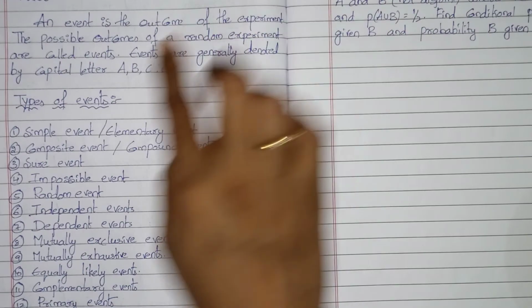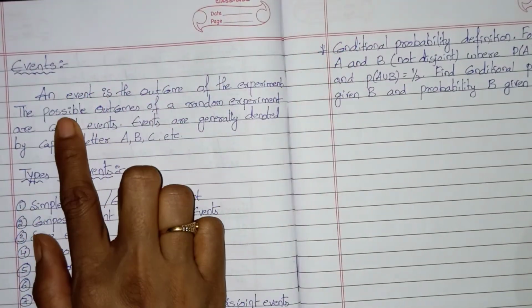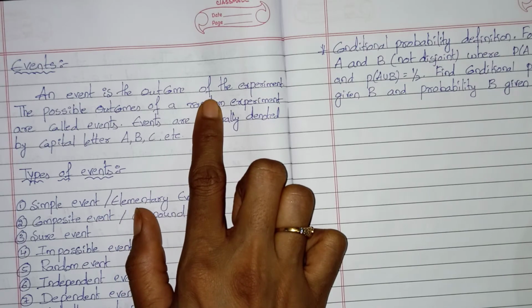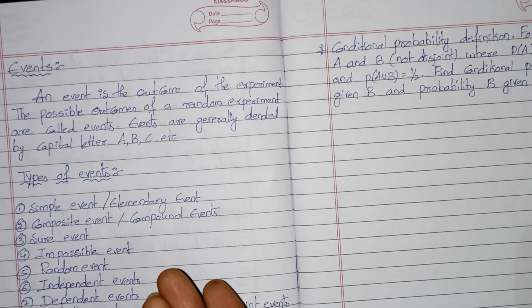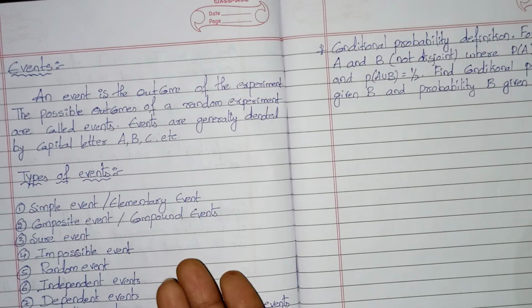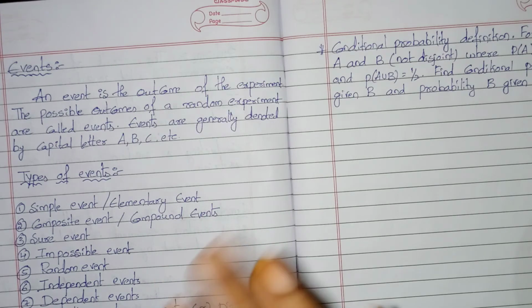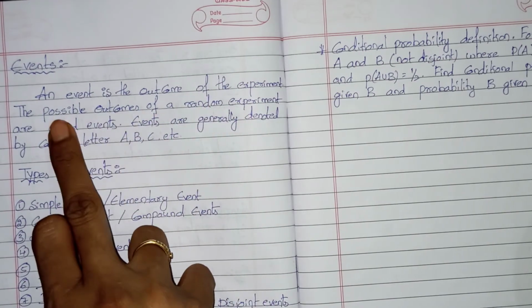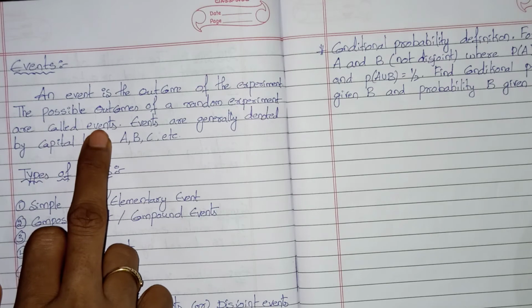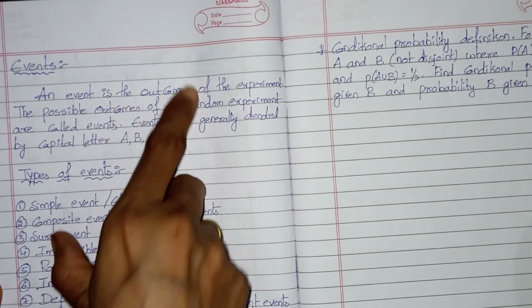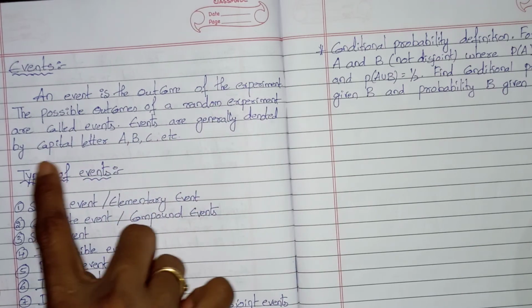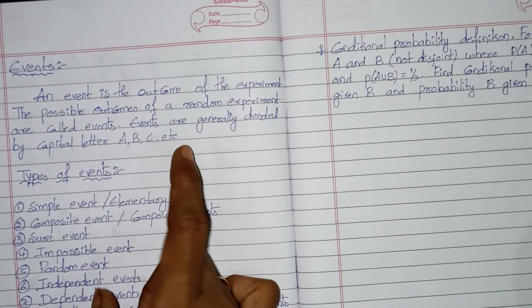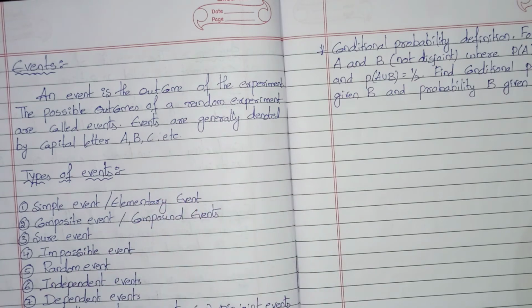And the next is events. An event is the outcome of the experiment. Sample point is also called outcome, and that sample point is also called an event, in other words. The possible outcomes of a random experiment are called events. If only one outcome is there, it is called an event. If many outcomes are there, they are called events. Events are generally denoted by capital letters, A, B, C, P, Q, or anything, but usually capital letters.